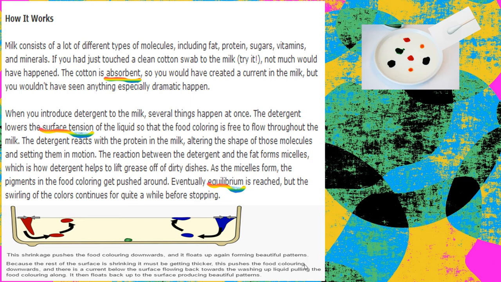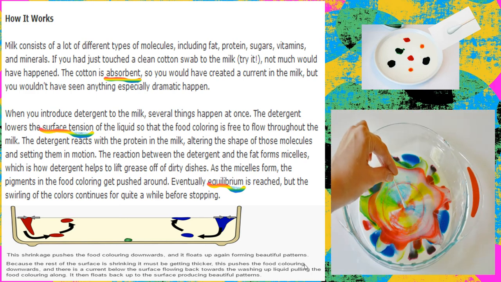The reaction between the detergent and the fat forms micelles, which is how detergent helps to lift grease off of dirty hands, dirty dishes, whatever. That's why it gets the grease off of things, and water by itself will not do that. Now, the pigments in the food coloring get pushed around. A pigment is a color. Our skin has pigments. Colors have pigments. You can actually separate color, but we'll talk about that later. Eventually, equilibrium, which is a balance, is reached, but the swirling of the colors continues before it actually stops.